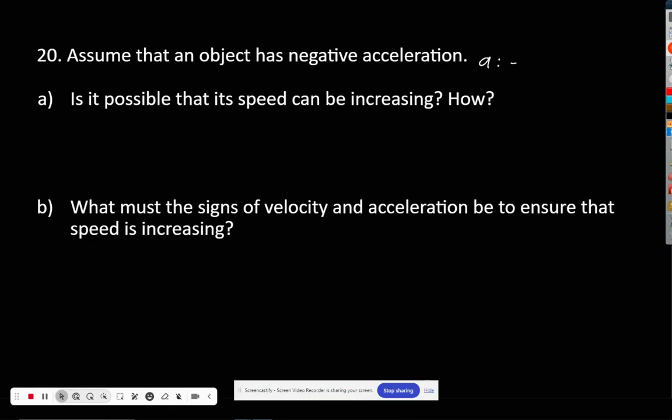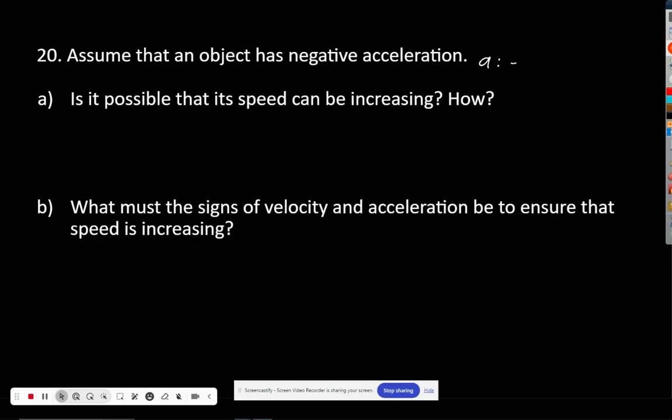If so, how? One thing we've spent a lot of time talking about in Chapter 4 is how acceleration is one of those words whose actual definition is a little bit different from how people tend to use it in day-to-day speech. In day-to-day speech, when people say accelerate, they always mean speed up. We've discussed how that's not always the case. Slowing down is also acceleration. Turning, changing direction is also acceleration. So there are a lot of different situations in which acceleration can be positive, can be negative, could be speeding up, could be slowing down. For here, is it possible that its speed can be increasing?